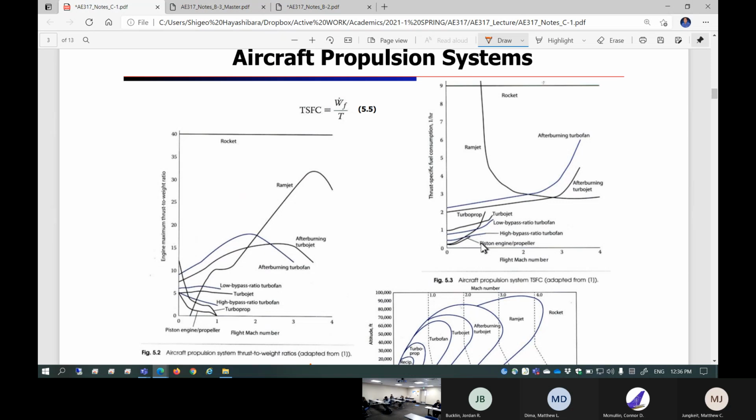This is a piston engine propeller. At the high speed end, you have a tendency to consume more fuel. High bypass ratio turbofan is fairly flat. Low bypass ratio turbofan just increases at the high speed end. Turbojet also. Turboprop is really high. So in other words, turboprop is suitable for low speed. You can say those things by looking at these TSFC plots.